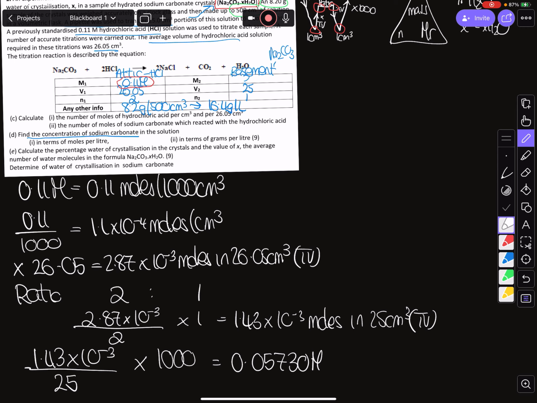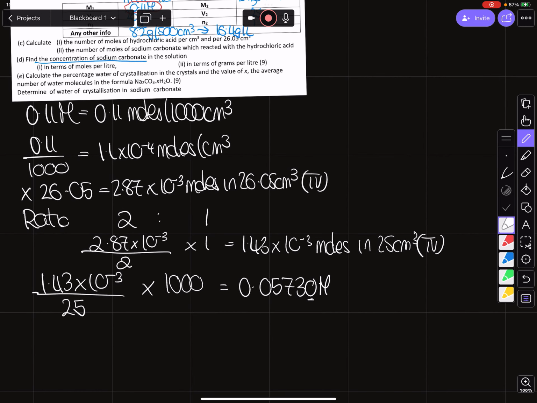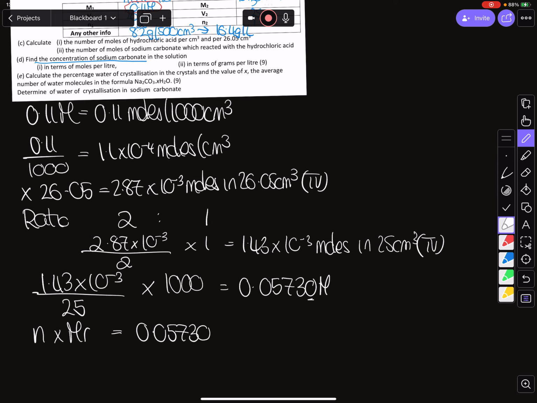Okay, this is to 4 significant figures, so I've just added in my extra 0 because it is significant. We always then turn our moles into grams per litre, so it's going to be n by molar mass, so 0.05730. We have to calculate the molar mass of sodium carbonate, so it's 23 by 2, 12, and 16 by 3, and when I add all those up together, 106.